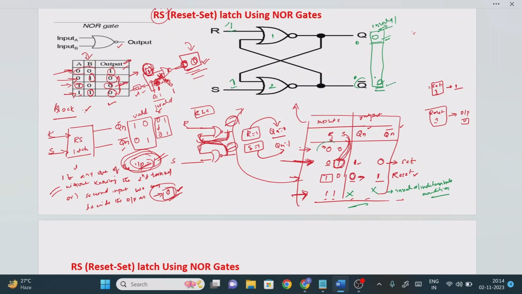Next, what is the one more pending value? 0 0. When R equal to 0, S equal to 0, we need to find the output value, right? So next we will pass the 0 0, then we will find the output value. I have taken R equal to 0, S equal to 0 as the input combination, right?